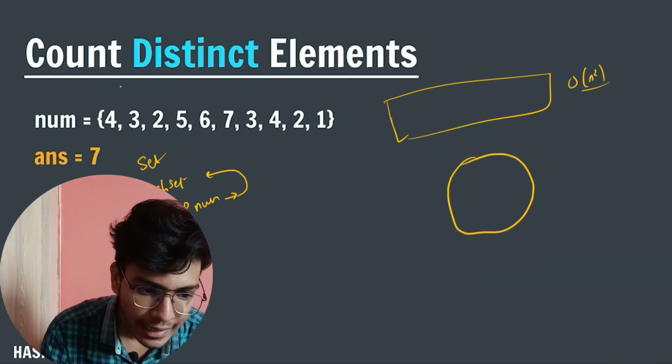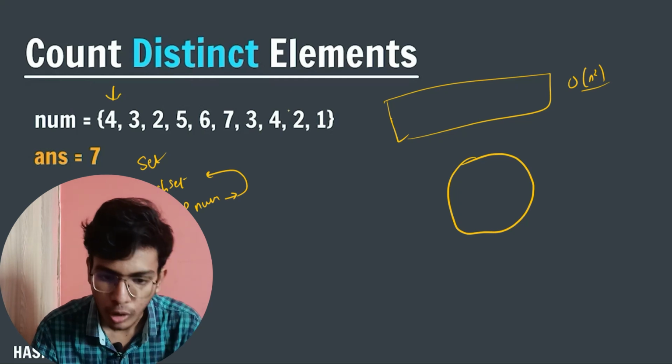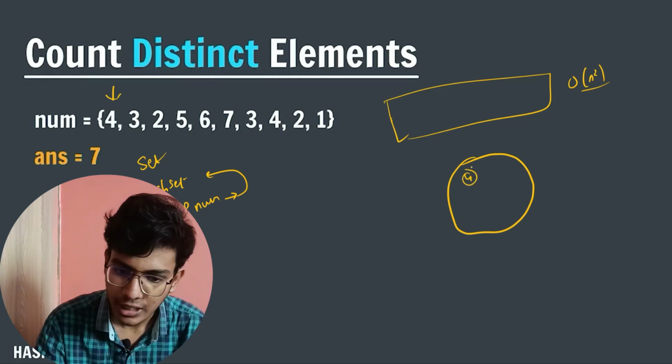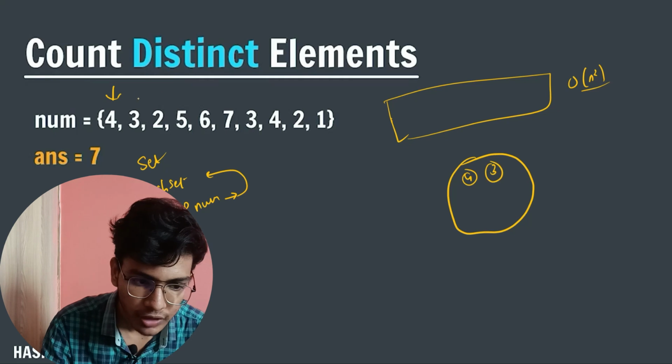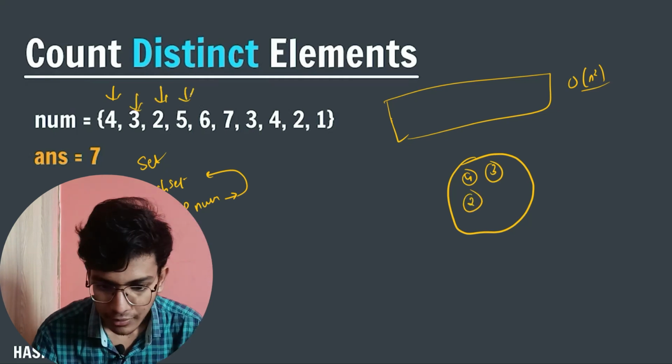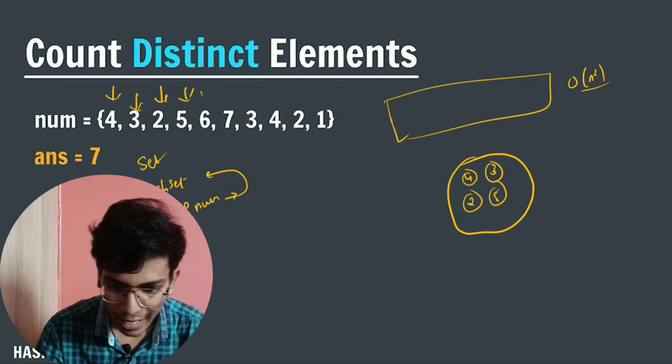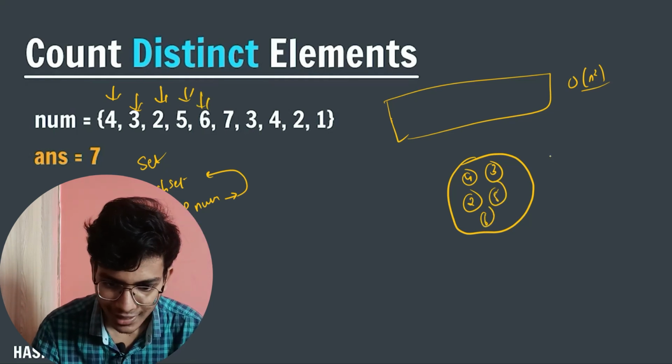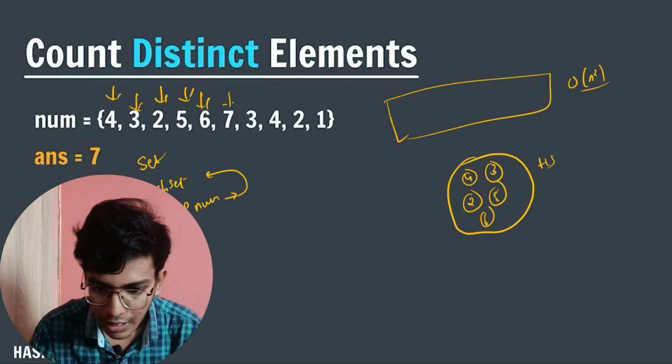I will iterate through each and every element. So I will come to 4, I will add 4 in my hash set. After that I will come to 3, I will add 3. Now I will come to 2, I will add 2. After that I will come to 5, I will add 5. Similarly 6, add 6 in your hash set. This is my hash set, right? After that I will come to 7, I will add 7.